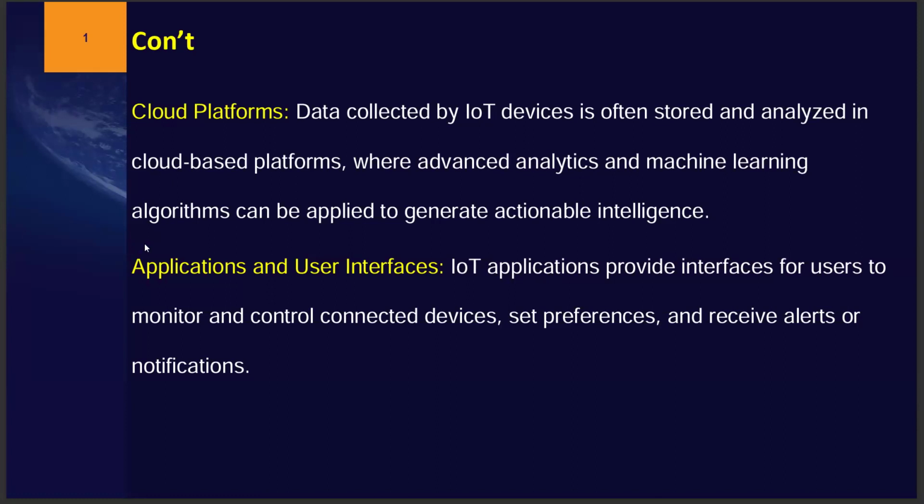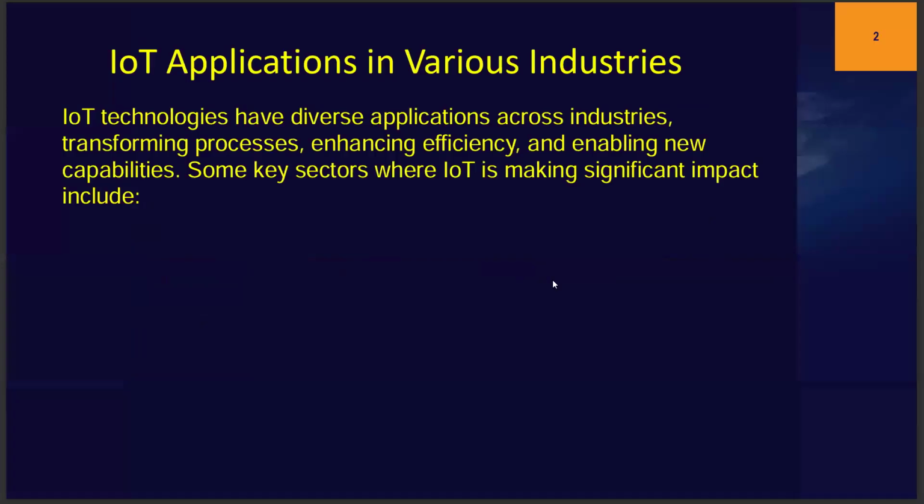Now, let's also look at the applications of IoT. Applications means they are being applied across industries. And of course, they are transforming those industries. One of the advantages is that it is increasing efficiency and it's enabling what? New capabilities. Some of the key sectors where IoT is making significant impact are, like, the smart cities.